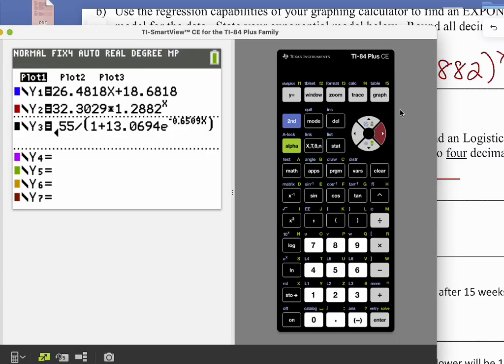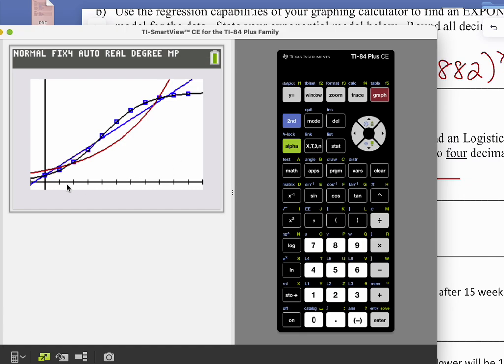And let's hit graph on the calculator so we can see it. Look at that, it's beautiful. Okay, so that one fits it. It doesn't necessarily have to hit every point. It doesn't even have to hit any of the points, but it fits the shape almost perfectly.